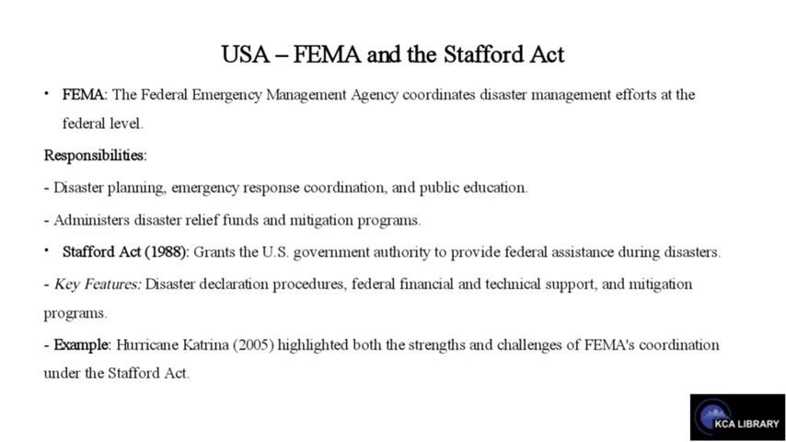Then we have the next, which is the Stafford Act of 1988. This is another statutory regulation in the USA that grants the US government authority to provide federal assistance during disasters. Now, the key features are disaster declaration procedures contained in this act. There's federal financial and technical support, and there are mitigation programs. An example is Hurricane Katrina that happened in 2005. It highlighted both the strengths and challenges of FEMA's coordination under the Stafford Act.